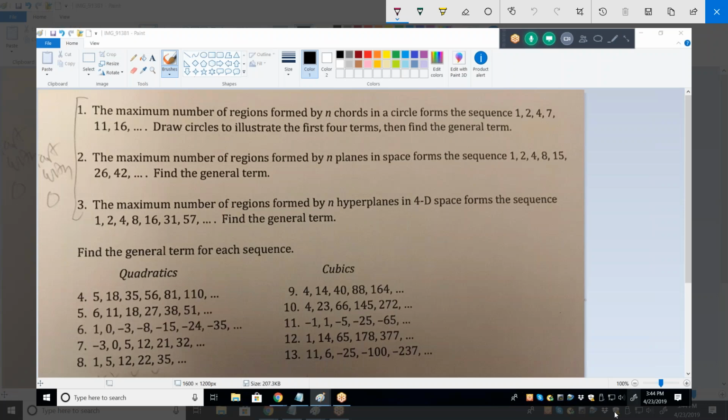Now, I'm guessing this is not quadratic because we're going from 2 dimensions to 3 dimensions. Let's see, what do we get? We get 1, 2, 4, 7. Notice we get that sequence, which we know to be quadratic. That's the above sequence.